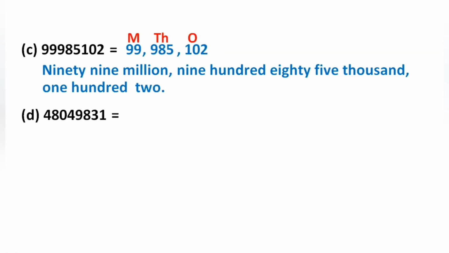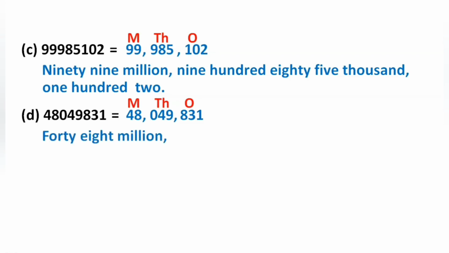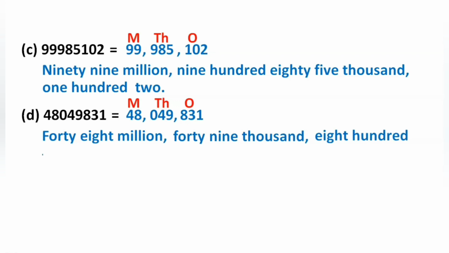The next number comes to 48049831. Separating into again periods and placing commas, we get 831 in ones period and 049 in thousands period and 48 in millions period, right? 48 million and 049, that means just 49,000. 831 is in ones period, so just write 831. That's it.